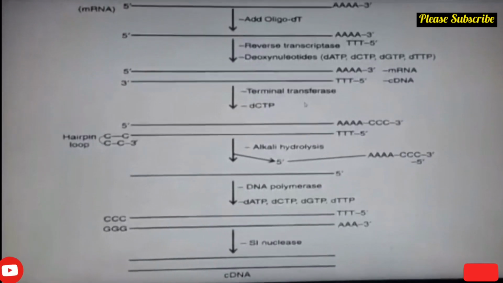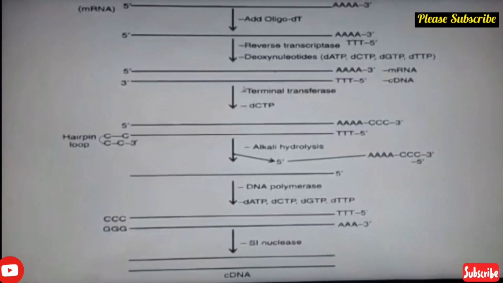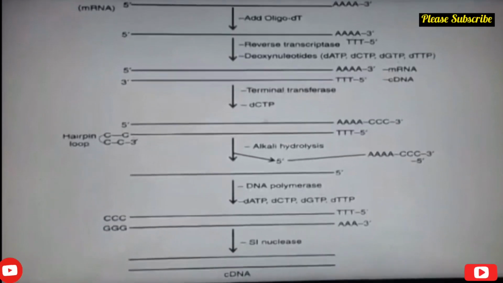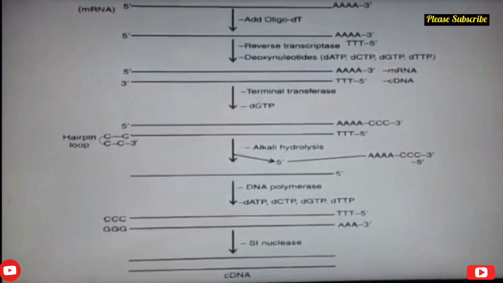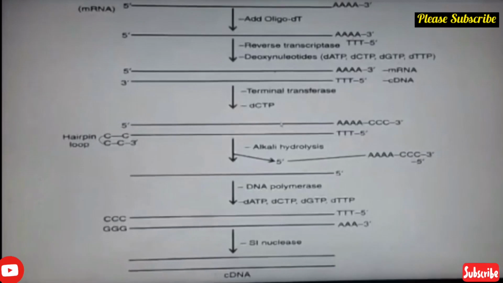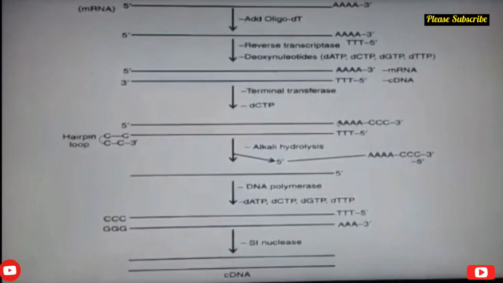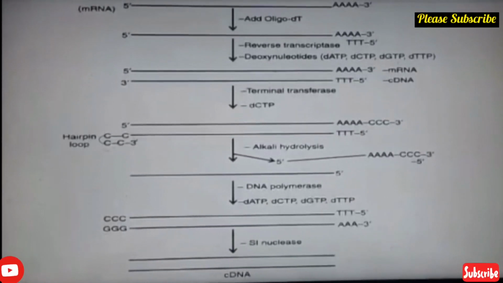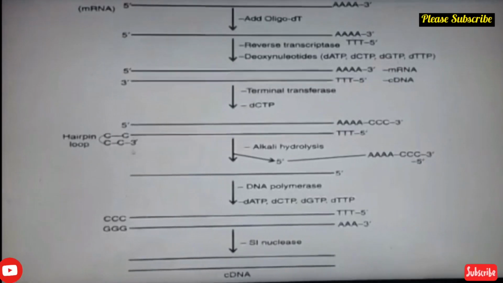Now step number 3, which is oligo-dC tailing. This DNA-RNA hybrid is treated with the enzyme terminal transferase and the nucleotide dCTP. Terminal transferase will add this dCTP, or dC primer, towards the 3' end of the mRNA strand and the copy DNA strand. You can see oligo primers on both sides, right?